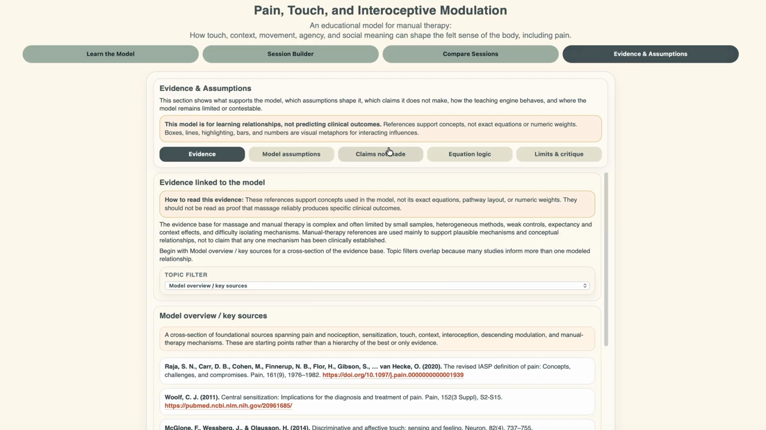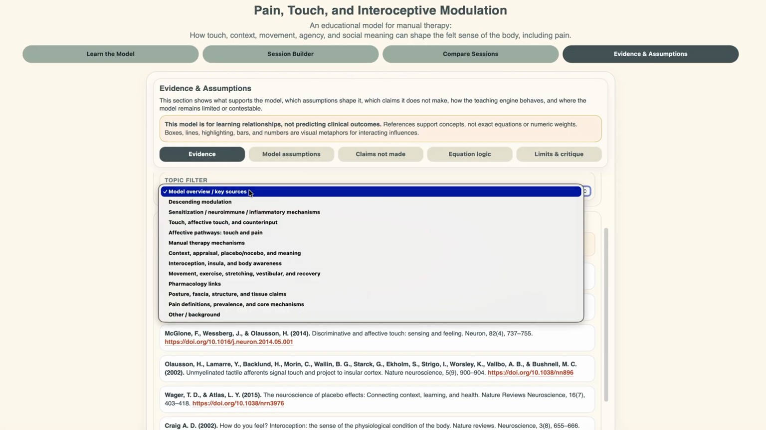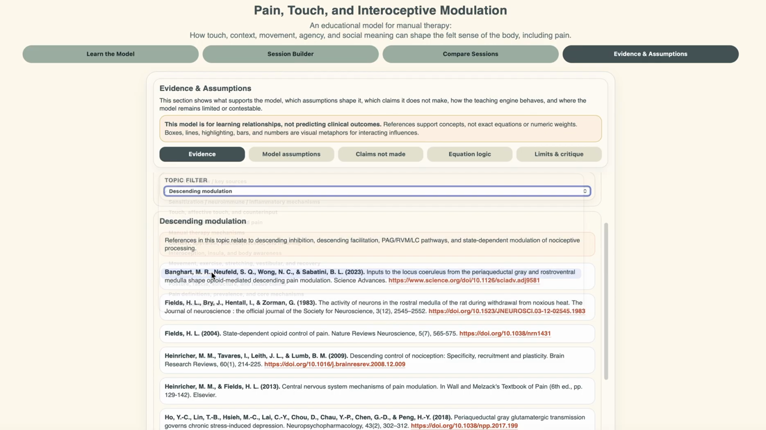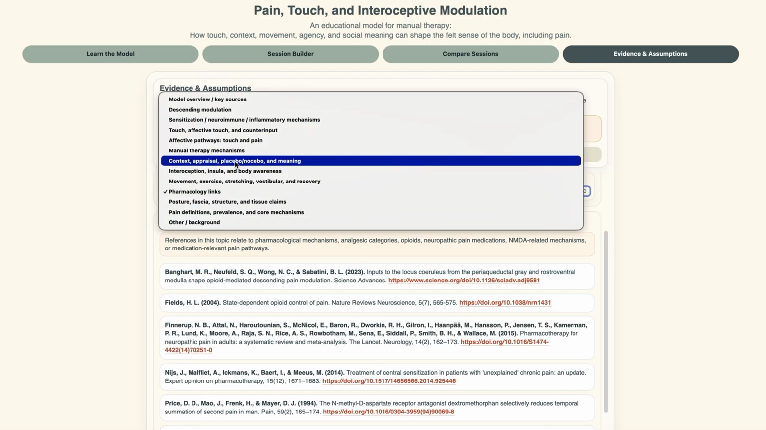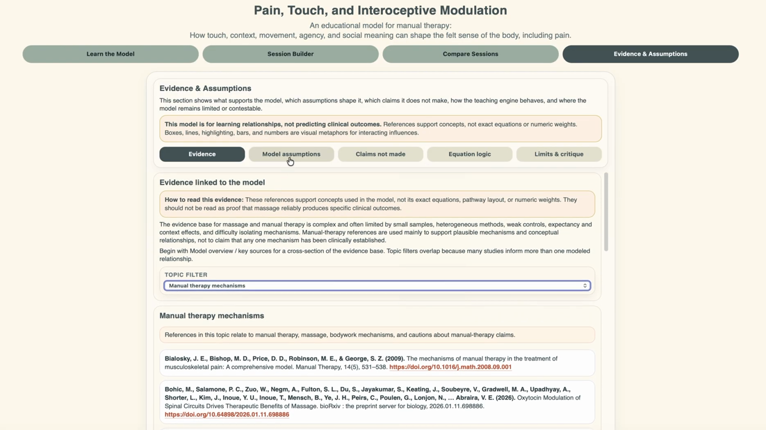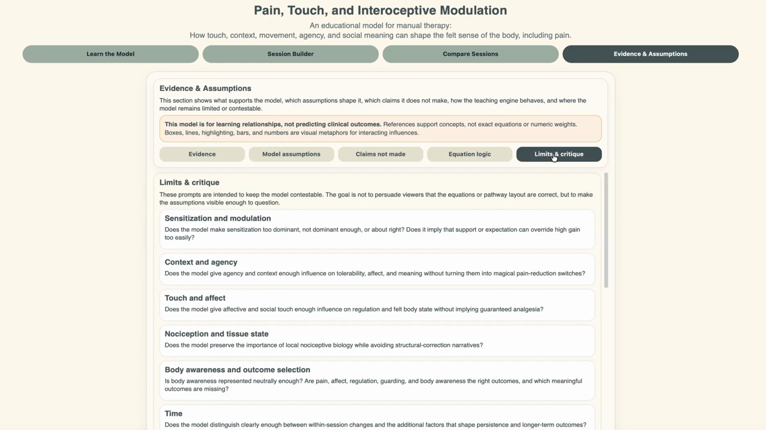I've tried to make the model's limitations as explicit as its claims. So you can see the research that is behind it. You can filter that research. If you want to look at descending modulation, for instance, versus pharmacology links versus manual therapy research, it's all here and filtered. You can look at the assumptions, the claims I'm not making, the logic, my own limits, and critique that I would say this model has. So it's all here that you can take a look at.